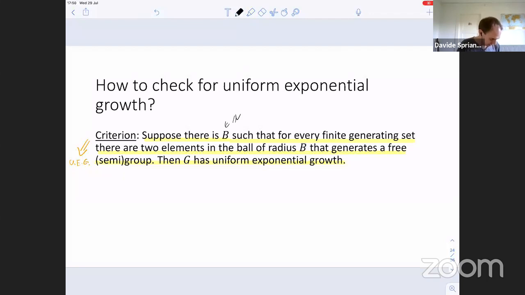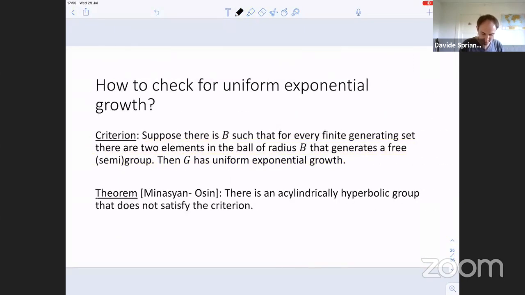And this criterion is great, but just to highlight the differences between exponential growth and uniform exponential growth is the following theorem of Minasyan and Osin. There is an acylindrically hyperbolic group that does not satisfy the criterion. So acylindrically hyperbolic groups were our example of groups that have exponential growth. They have hyperbolically embedded subgroups. They are great, but there exists an acylindrically hyperbolic group that has a sequence of generating sets in which larger and larger balls contain no elements that generate a free semigroup.